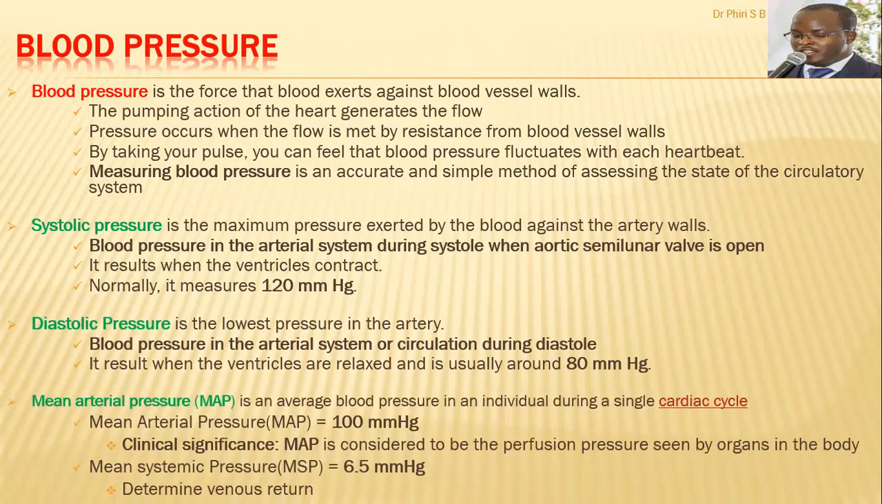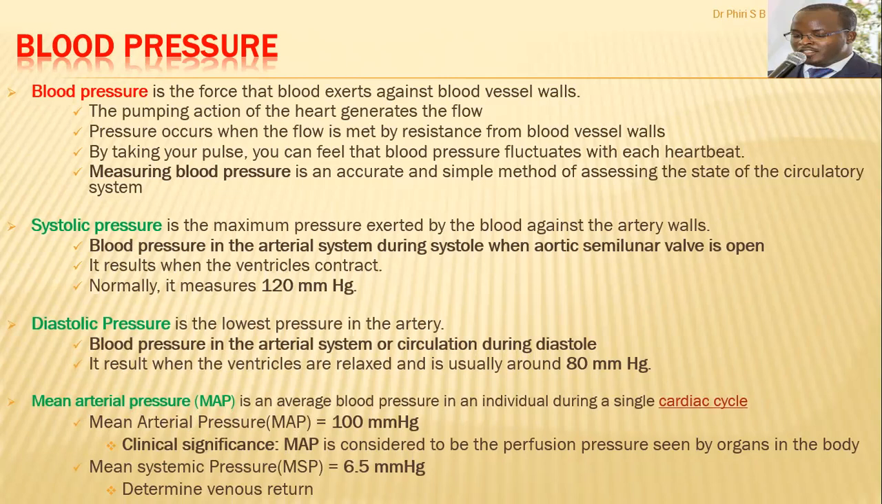Then there's also mean arterial pressure. The mean arterial pressure is just the average pressure in an individual during a single cardiac cycle. So when you take the average pressure during systole and diastole in the arteries, that is called mean arterial pressure. On average, it's around 100. So between 90 and 100 is acceptable. So that's the mean arterial pressure.